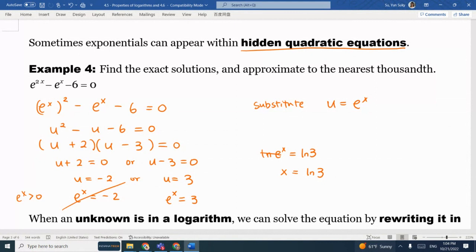So this is the solution, right? And the problem says find the exact solution and also approximate to the nearest thousandth. So put this in your calculator. What do you get?